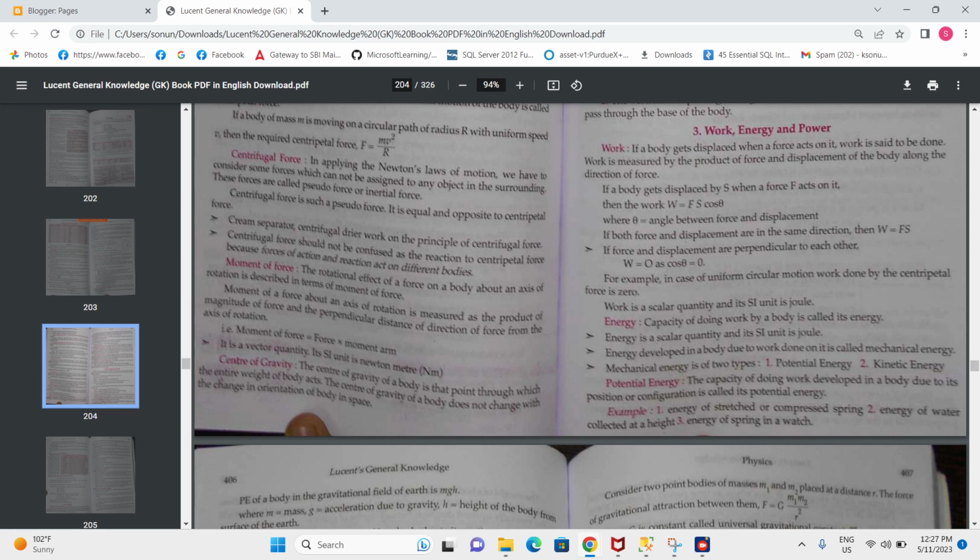Centrifugal force should not be confused as the reaction to centripetal force, because force of action and reaction acts on different bodies. This is the important point. First, the cream separator works on the principle of centrifugal force, and centrifugal force is not a reaction of centripetal force. The question will be asked why. The answer is force of action and reaction acts on different bodies, not the same body.